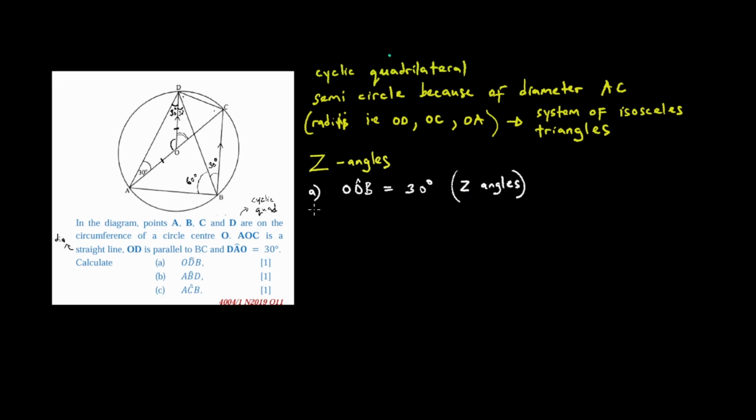Alright, what about B there? B is asking for A, B, D. So A, B, D. This is the angle, and this is the angle ABD. And here we've seen that ABD is equal to 60 degrees.